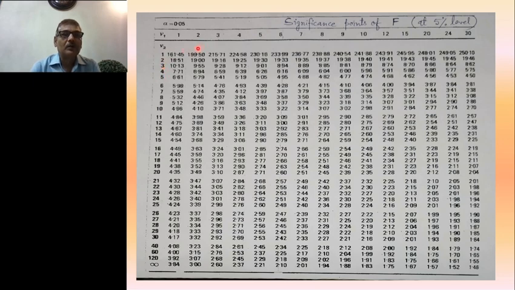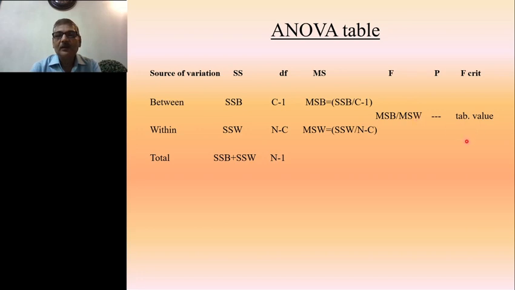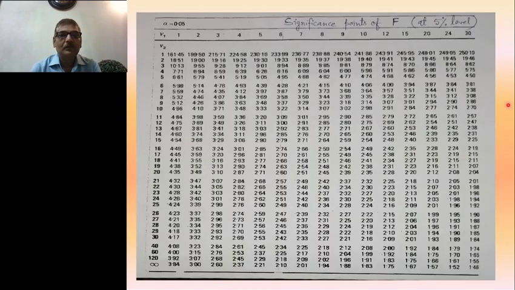So suppose there is a degree of freedom, like three columns are there, so 2, and if at 2 and 11 we want to see the value, so that comes 3.98. So 3.98 will be the critical value. It means here in this table the critical value will be 3.98 if degree of freedom is 2 and 11. So with the help of this table we can get the F critical value.